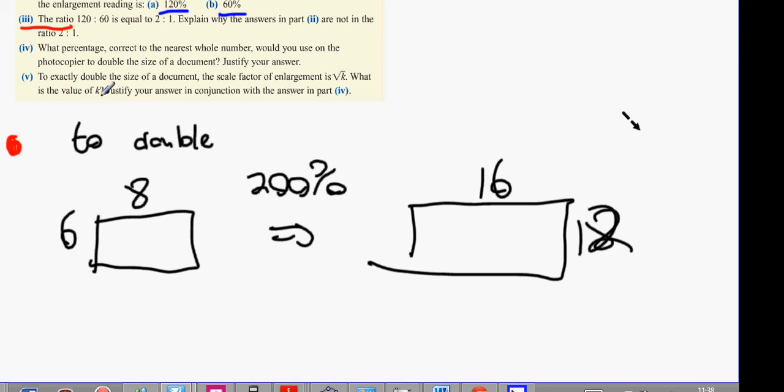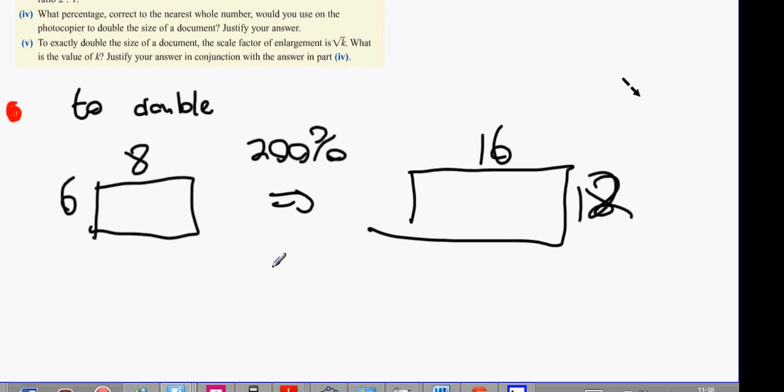What is the value of K? Justify your answer in conjunction with part 4. Okay? Well, to double the size of it, it will have to be a scale factor of 2. Okay? Now if the scale factor is root K, we already know that the scale factor has to be 2. Yeah? This means that root k equals 2. What do you think k has to be? Anybody? What number when square rooted is the number 2? 4. So k is equal to 4. That doesn't mean the scale factor is equal to 4. It means whatever they called k in this question is 4. K doesn't have to be the scale factor, it just usually is.